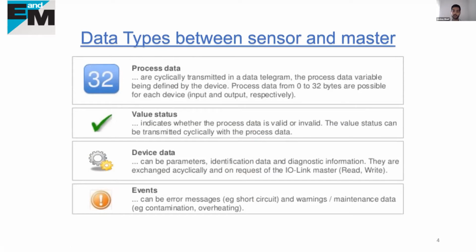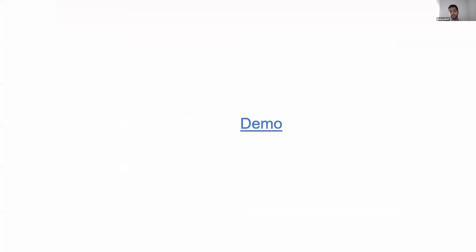The third one is device data, also referred to as service data. This data type is transmitted acyclically, which means that it can only be transmitted upon a request from a master or a PLC. And the last one is events, which are warning messages or error messages from the sensor. Now let's get into the demo.